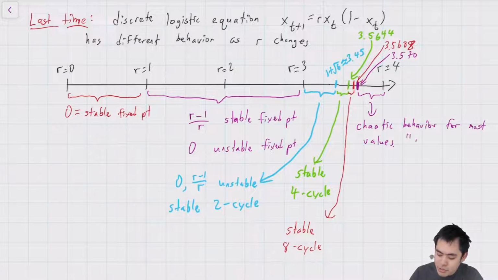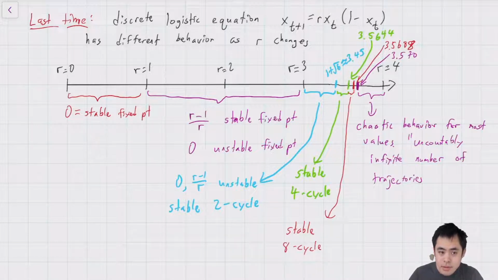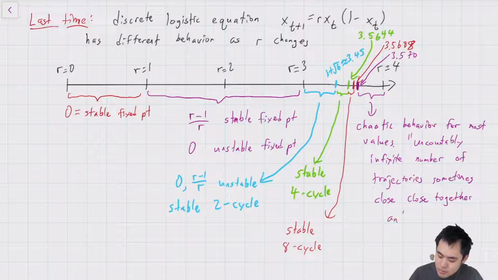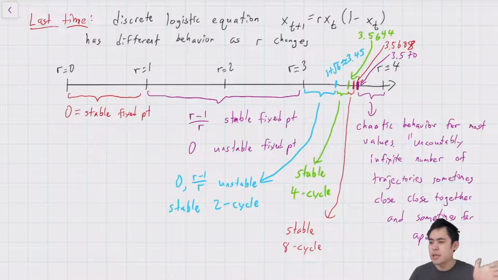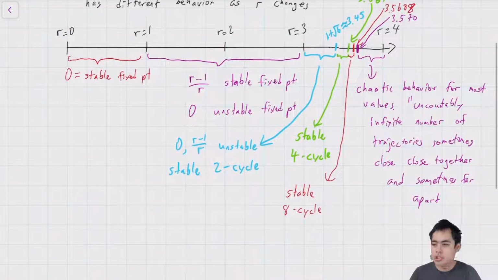So what does that mean? That means you have an uncountably infinite number of trajectories, sometimes close together and sometimes far apart. And in the next video, we'll show a couple of these trajectories via Python plotting.